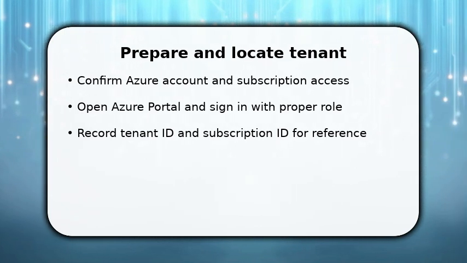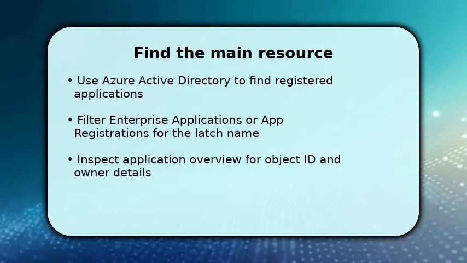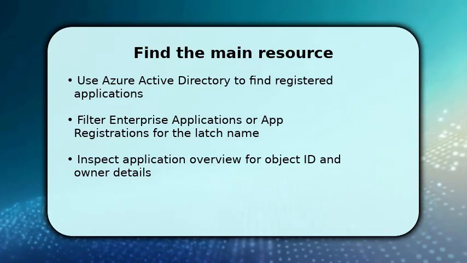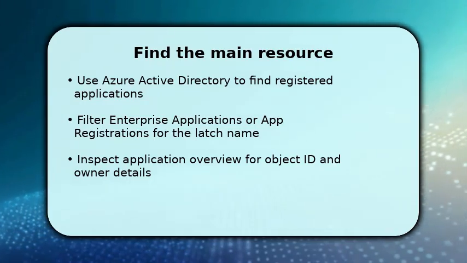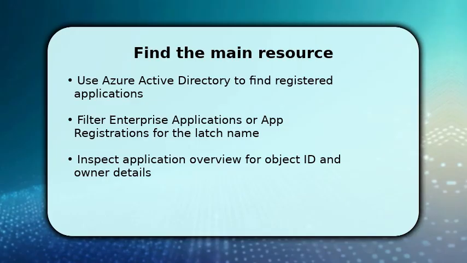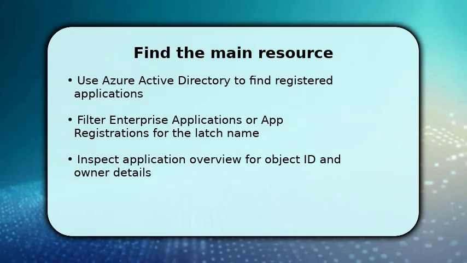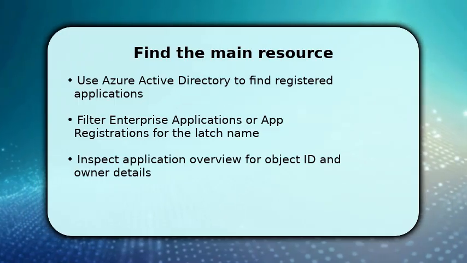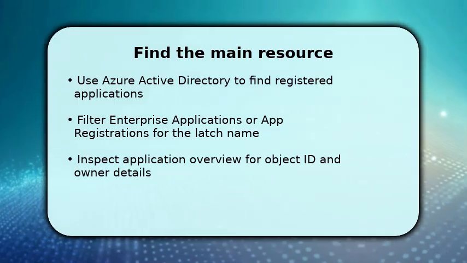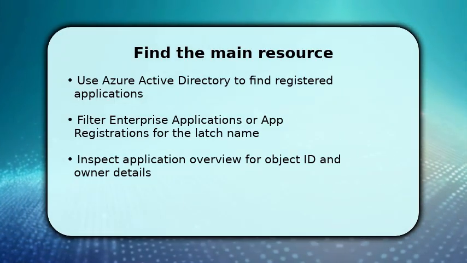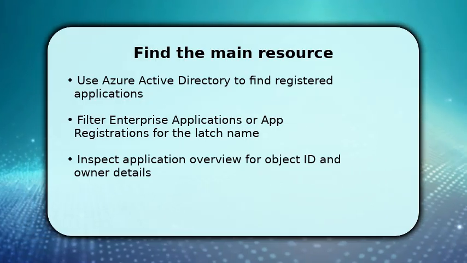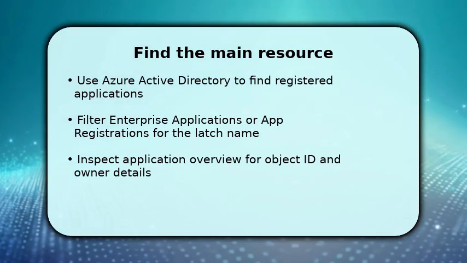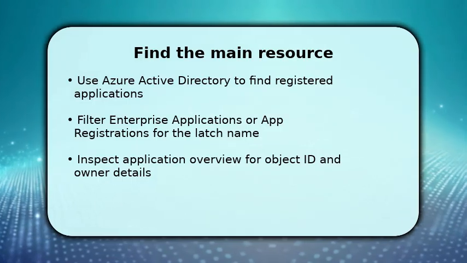Next, you search for the main Latch resource. In Azure Active Directory, choose App Registrations or Enterprise Applications depending on how Latch was created. Once there, filter by the Latch name or publisher to narrow results quickly. When you find the candidate, open its overview to view the application client ID and object ID, and check owners to confirm who controls it. If it's not clear, move to the resource group to trace related resources.